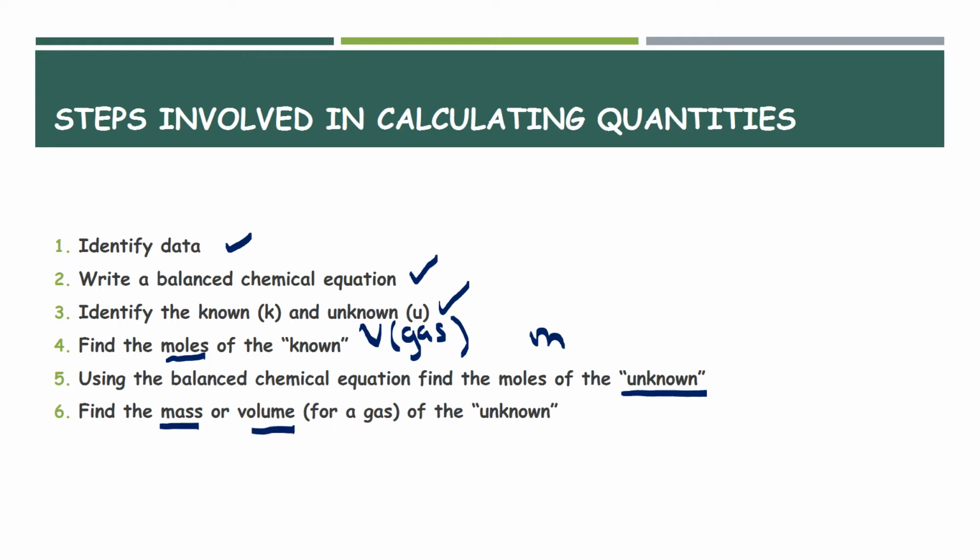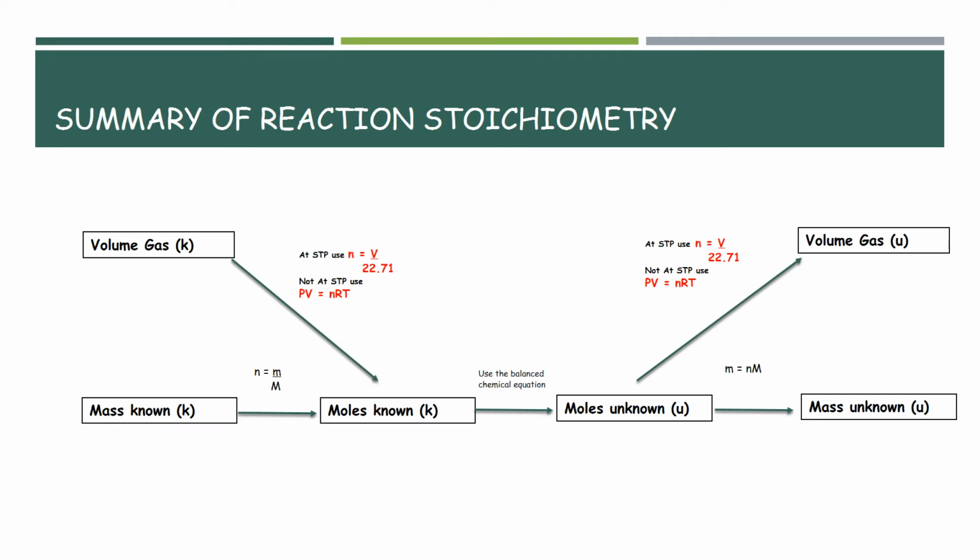So you can see here that we've actually added to our flowchart. Initially our flowchart only had mass known, going to moles known, moles unknown, and mass unknown. Now you can see that if we start with a volume of gas, depending on if it's at STP, we use this formula to calculate the moles. If it's not at STP, we use PV equals nRT to calculate the moles. Whatever we do, we should always be able to find the mole.